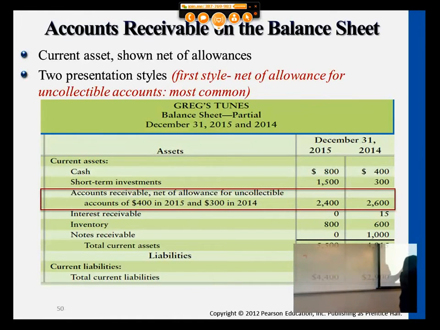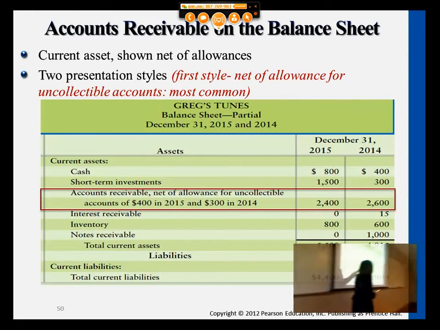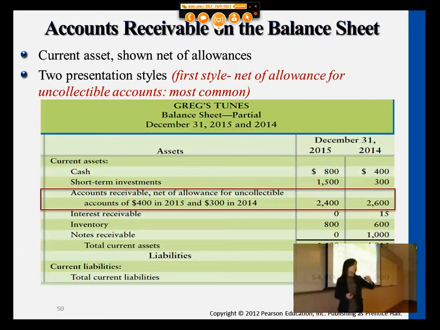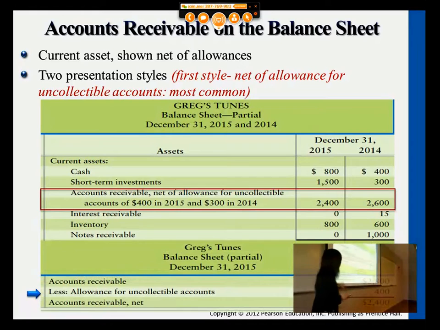That means that $400 is the estimation of uncollectibles in total for 2015. $300 is the total uncollectibles for 2014. So the net of those, we estimate the possible collectibles that we can actually get on time is $2,400. Okay, that readily subtracted the $400 and $500 from the receivables account.